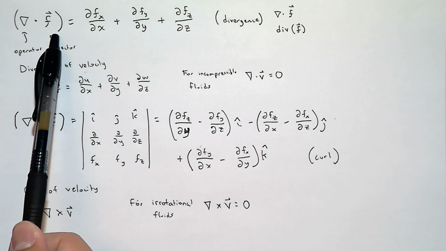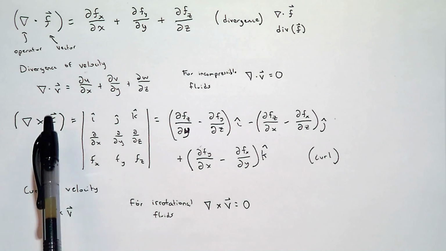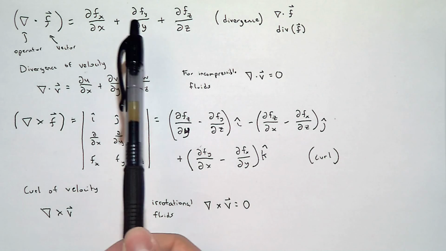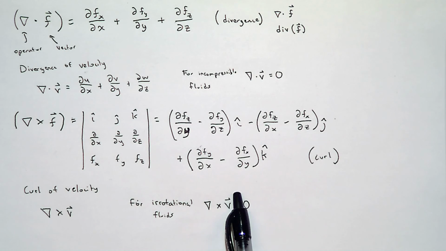The divergence, del dot a vector valued function, and the curl, del cross a vector valued function. Remember, the divergence is a scalar because the dot product of two vectors is a scalar, but the curl is a vector because the cross product of two vectors is another vector. Okay? Any questions up to this point?